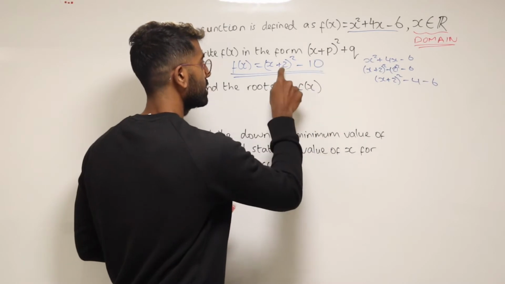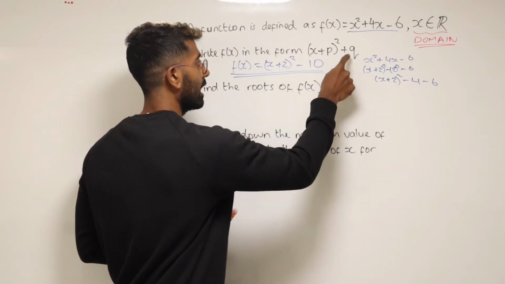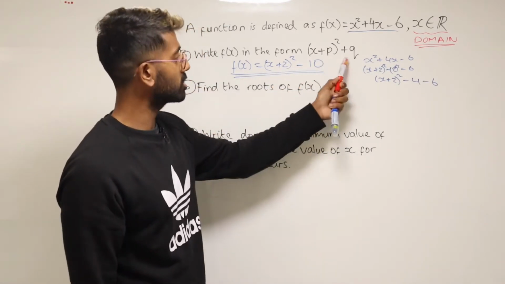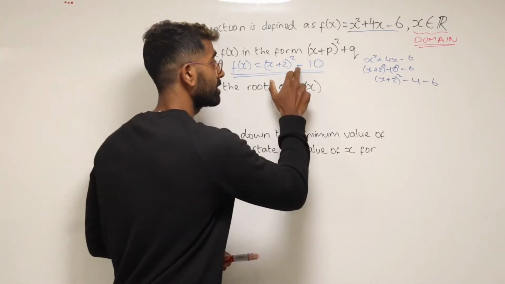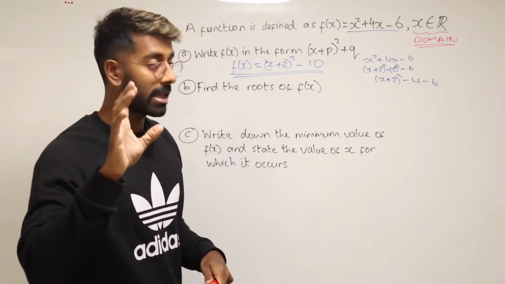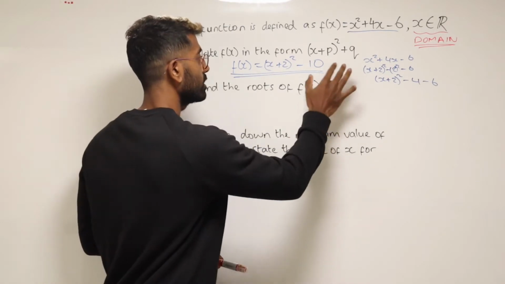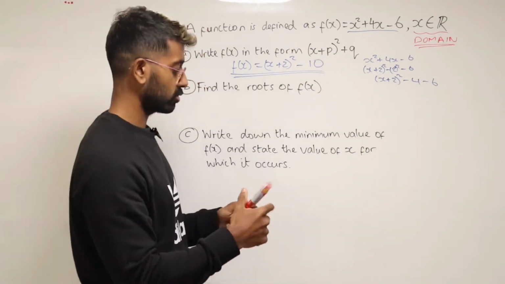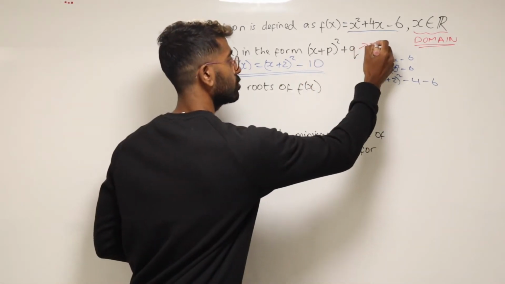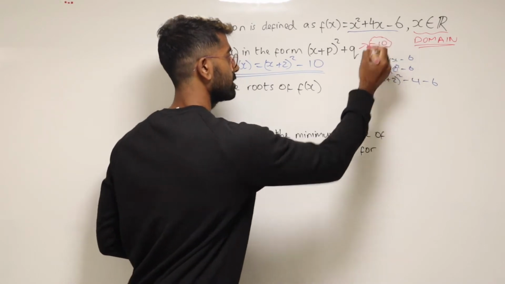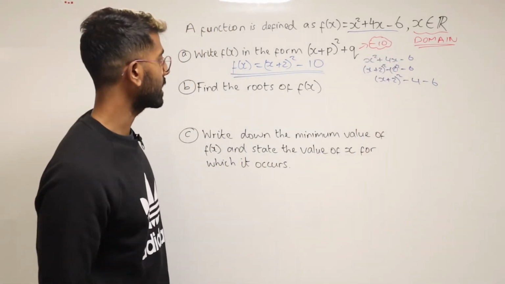So p is the number 2, and q, although it says plus q here, it doesn't always mean that this is going to come out as a plus. Okay, so again, don't panic. q is just minus 10. So that's all you need to write. I'll pop it up here as well. q is minus 10. Okay, next.